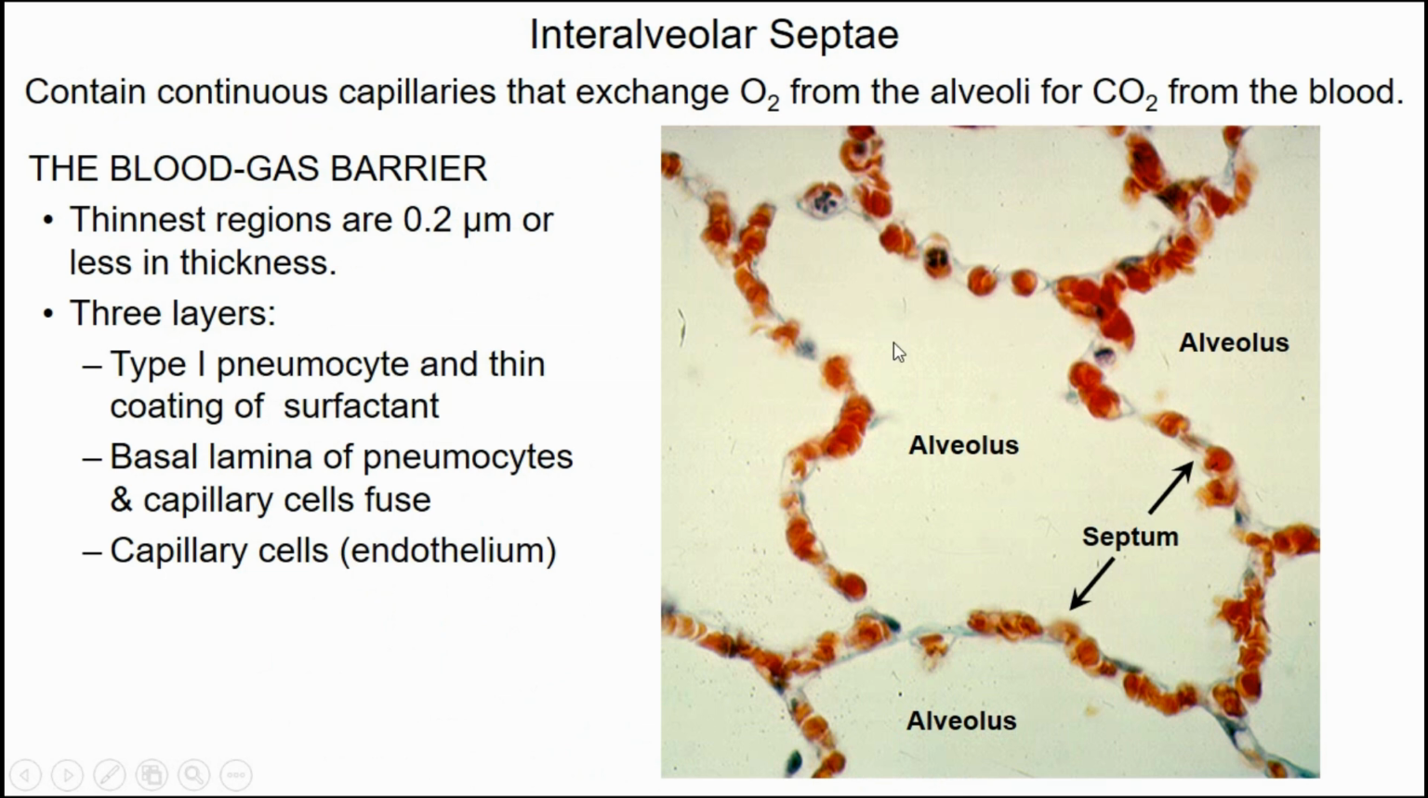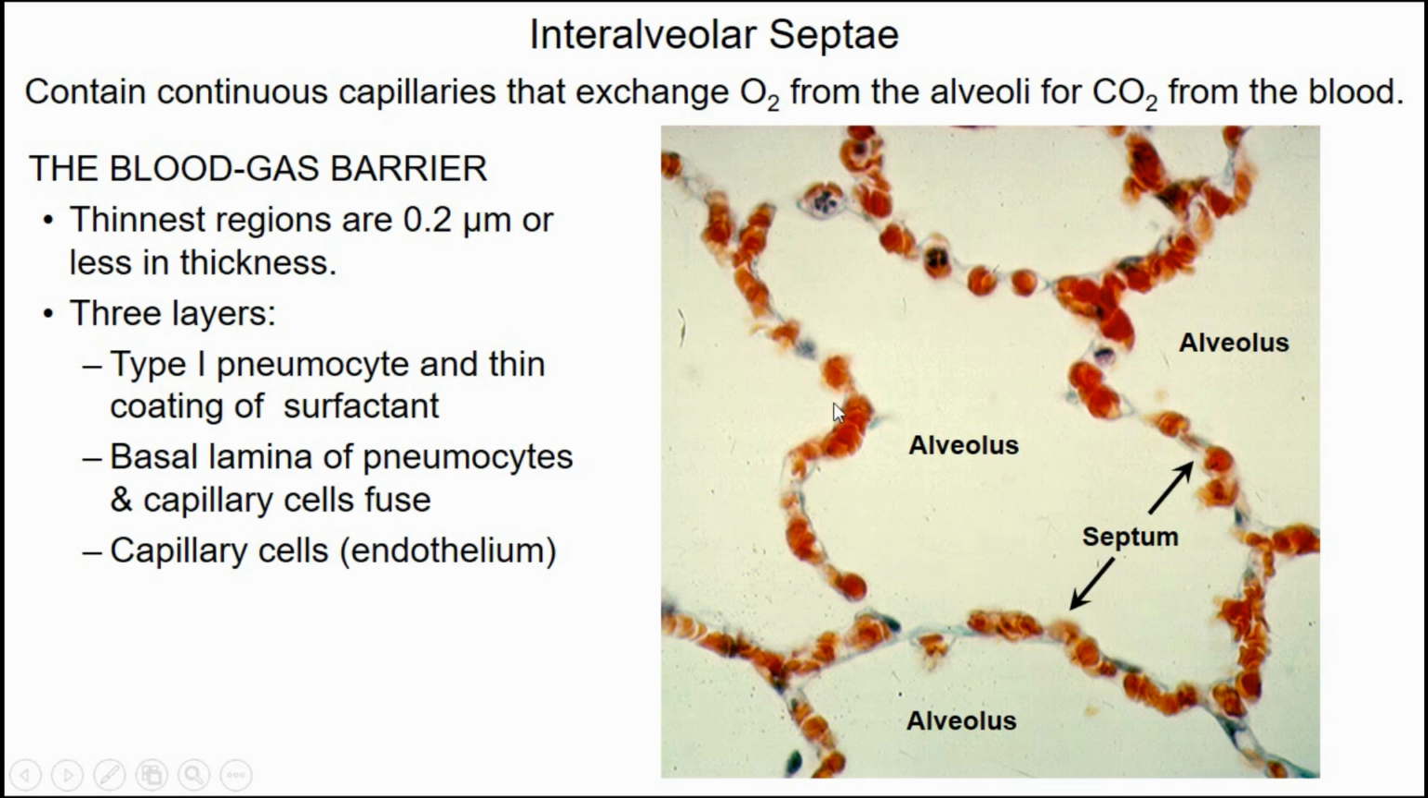Last, let's talk about the interalveolar septae, the actual spaces between adjacent alveoli. And here we can actually see the red blood cells inside the walls, traveling through, giving off CO2 into the airway, picking up oxygen from the airway, and moving into the pulmonary veins.